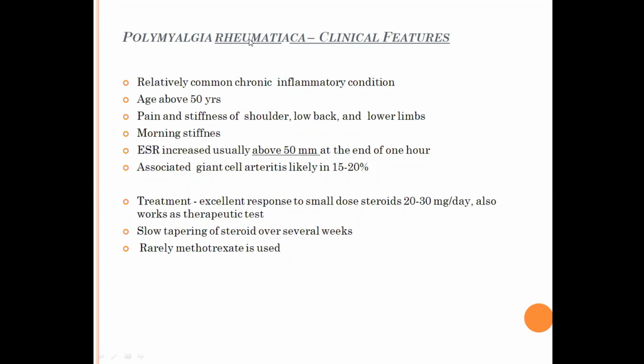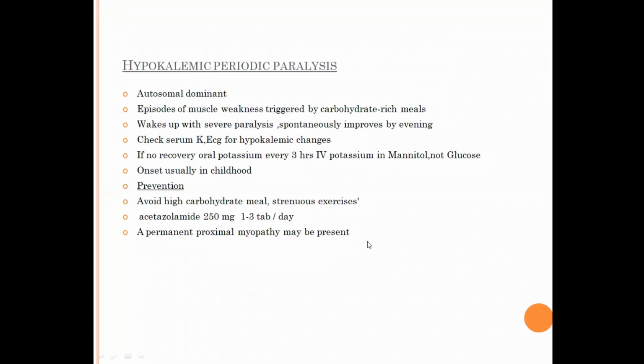It could be polymyalgia. The therapeutic test is a small dose of steroids, 20 to 30 milligrams. Within 48 hours, the patient is absolutely asymptomatic. So it is a therapeutic test for the diagnosis of polymyalgia. Then we have to slowly taper off the steroids over a period of time.